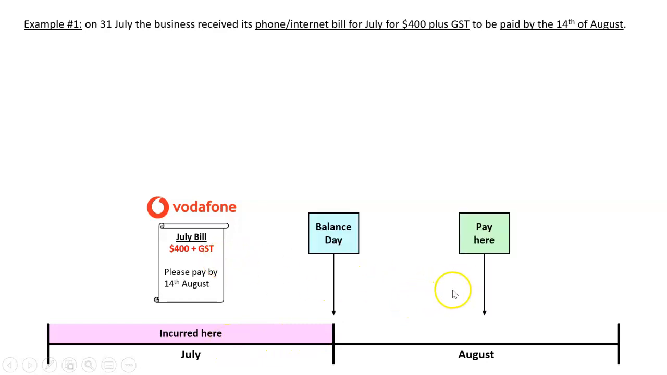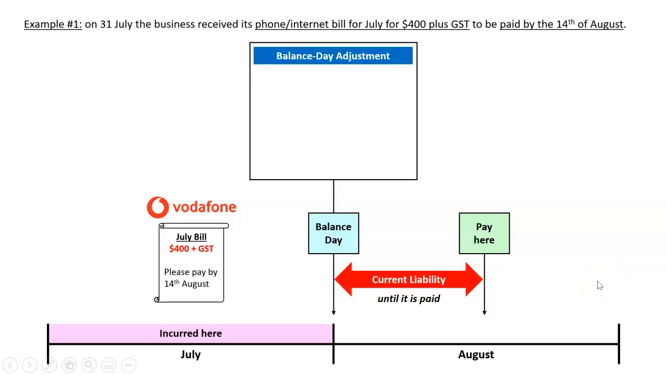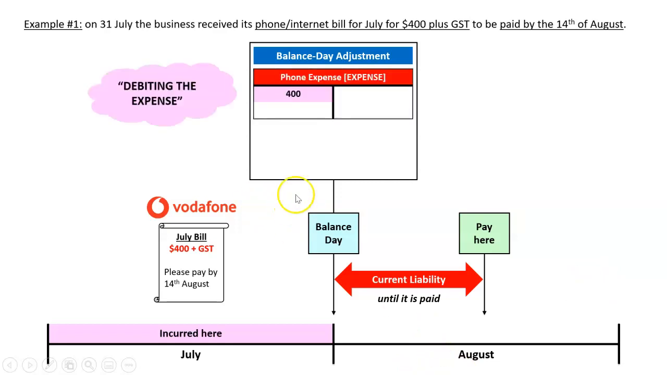So basically what we're saying is by balance day at the end of the month, we have an expense that we have incurred or used, but we have not yet paid for it. So what we better do is call that a current liability until we pay it. So how to do that? Well, we're going to do what's called a balance day adjustment. In this case, we're going to record a phone expense, which is an expense account. And just like with prepaid expenses, we are going to debit the expense. That phrase is really important with balance day adjustments. We always debit the expense. Okay, so we do have a phone expense for $400, even though we haven't paid it.